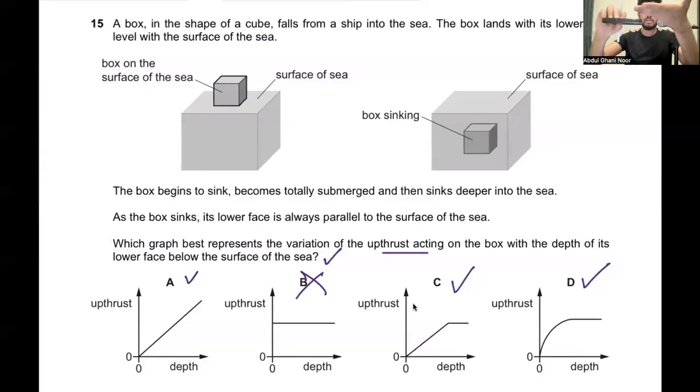B is not possible. Then what happens is, as it sinks inside, the upthrust increases. But once it is inside the water, the upthrust does not increase because it's completely submerged.